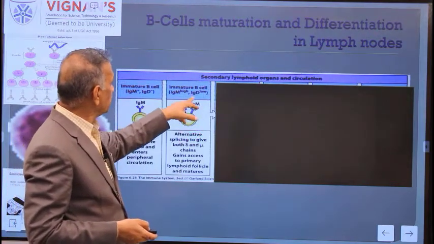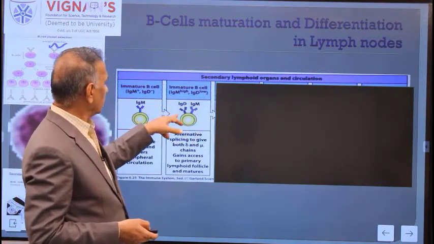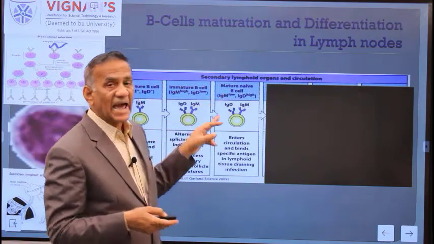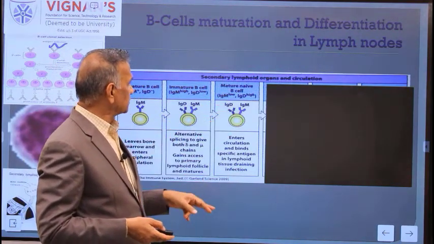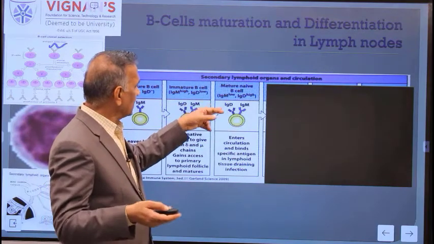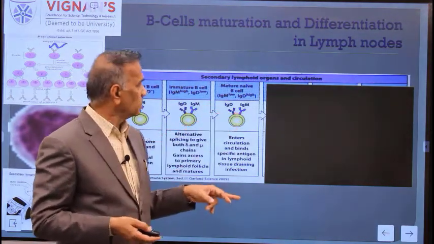That's the immature B cell. Later, the mature B cell, where IgD and IgM are expressed. So IgD is expressed high, IgM is expressed low.